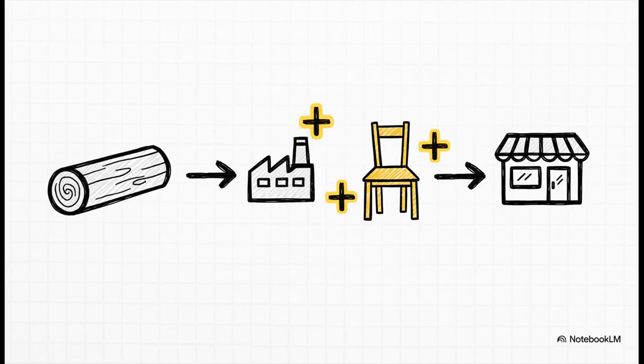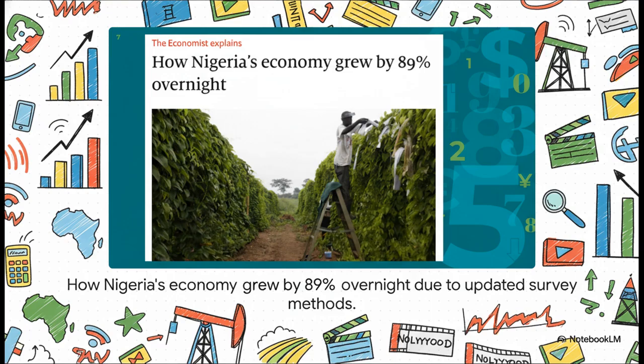So let's look at the first one. The output method is probably the most direct way of thinking about it. It tries to add up the value of absolutely everything produced in the economy, sector by sector. And to get around that double counting problem we just talked about, it calculates the value added at each stage of production. So for example, it would count the value a furniture maker adds to a piece of wood, not the total price of the chair plus the price of the wood. But you can probably imagine, trying to survey every single firm in an entire country is incredibly difficult.